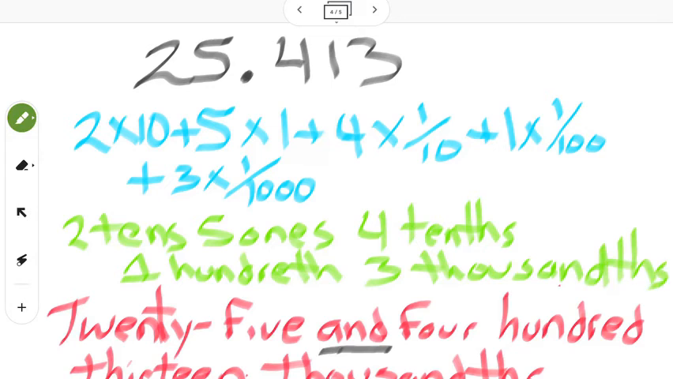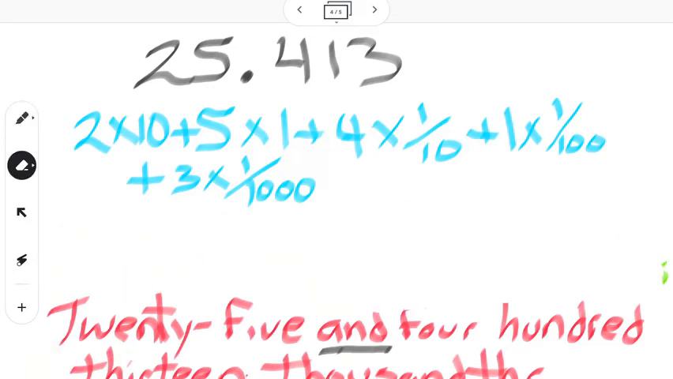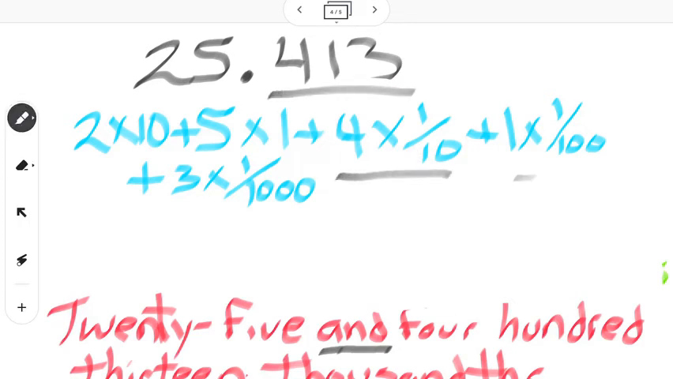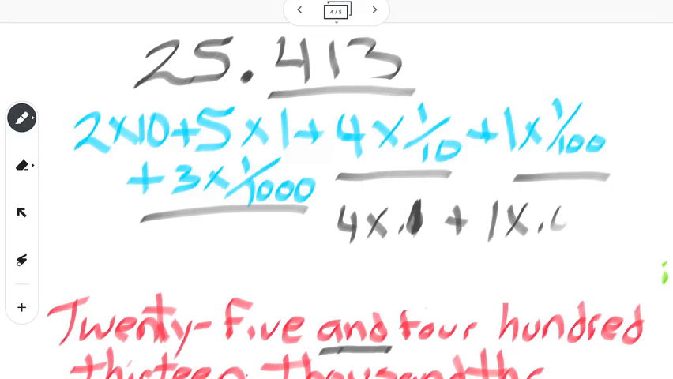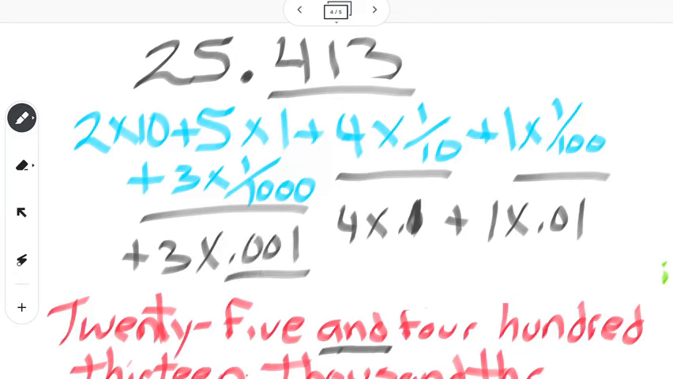So there is one other thing with the expanded form. When I get down to the decimals, I can write it like this, or I could have written it as 4 times 0.1 plus 1 times 0.01, and then down here plus 3 times 0.001. Your option of writing when you're multiplying is either by doing it by a decimal or by a fraction.